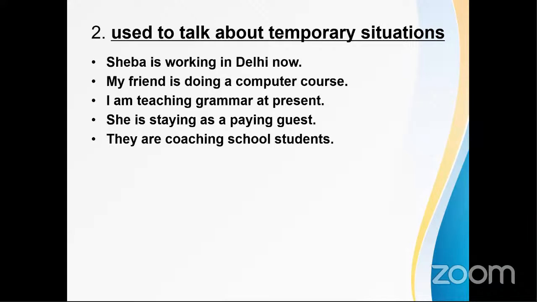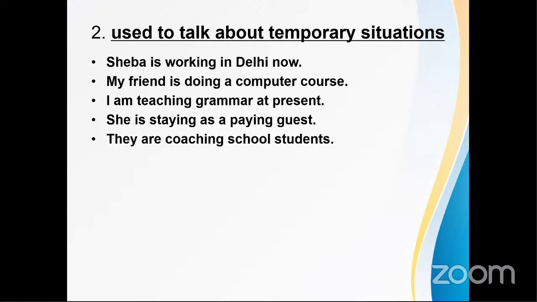She is staying as a paying guest. Now we know that when students go to some colleges or when people start working at some place, they may not get a proper hostel accommodation in the beginning. So for a temporary or makeshift sort of arrangement, a person may be staying as a paying guest in some place. That is why we have this fourth sentence, she is staying as a paying guest.